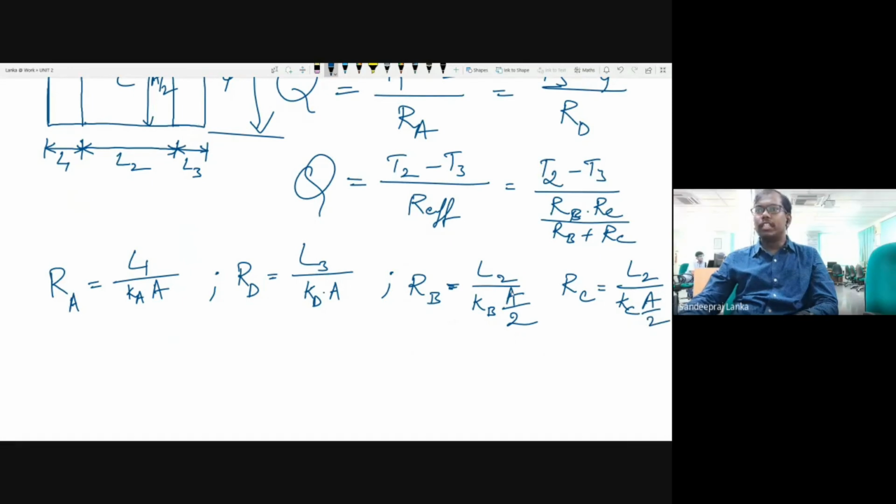In a given question, he can give A by 3, A by 4, anything. This is 1 by 2, 1 by 2 here. It can be 3 by 4, 1 by 4, 1 by 3, 2 by 3. Like that, anything can be given in the question. This part is very important. Many students will miss this part of the question, I have observed.